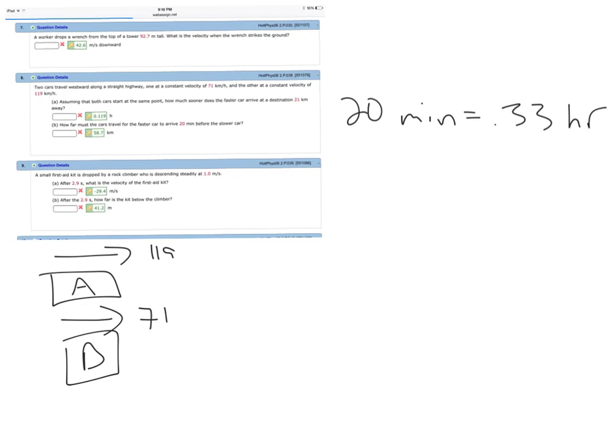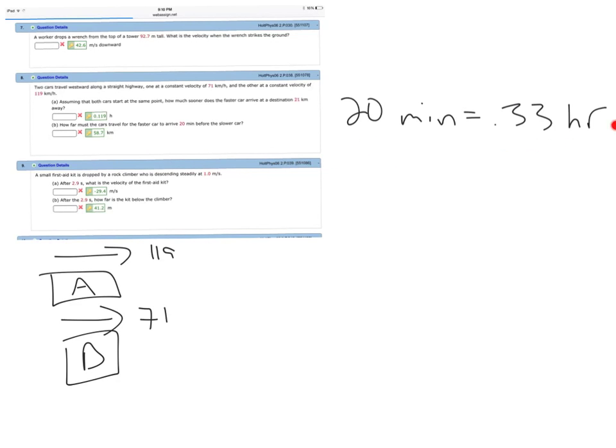To do this, first I'm drawing out both cars. I left their speed in kilometers per hour, which is fine. We've got the faster car A moving at 119 kilometers per hour and the slower car B moving at 71 kilometers per hour. For my problem, I had 20 minutes. This is how far must the cars travel for the faster car to arrive 20 minutes before the slower car.